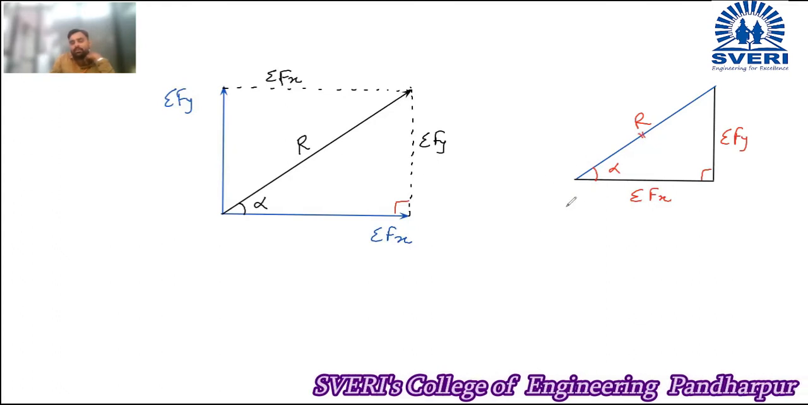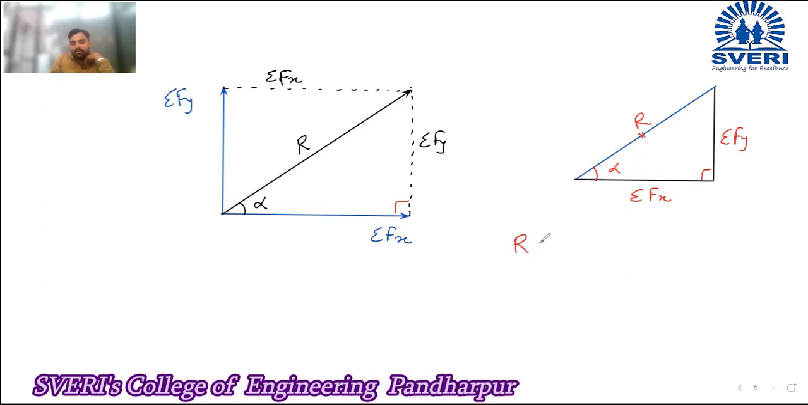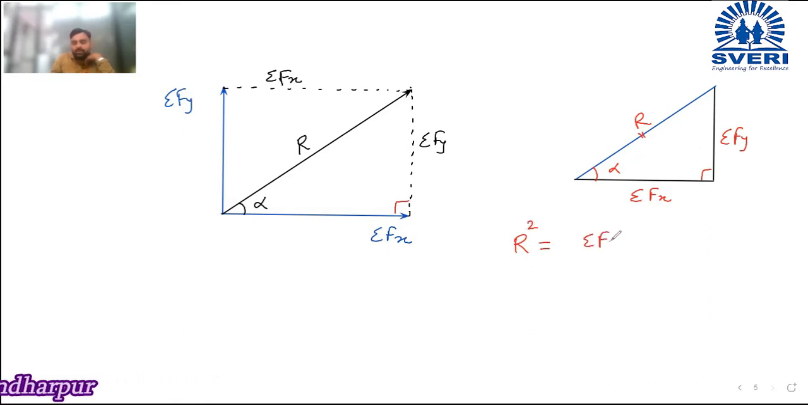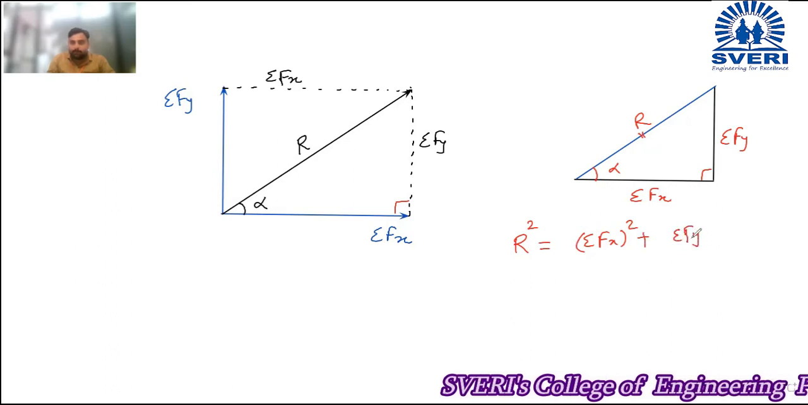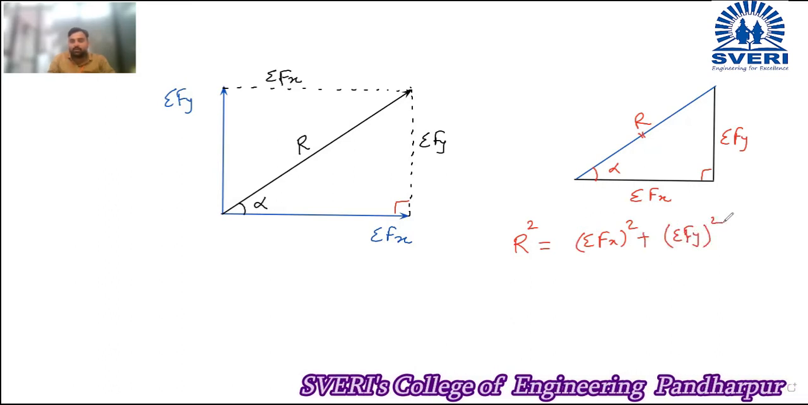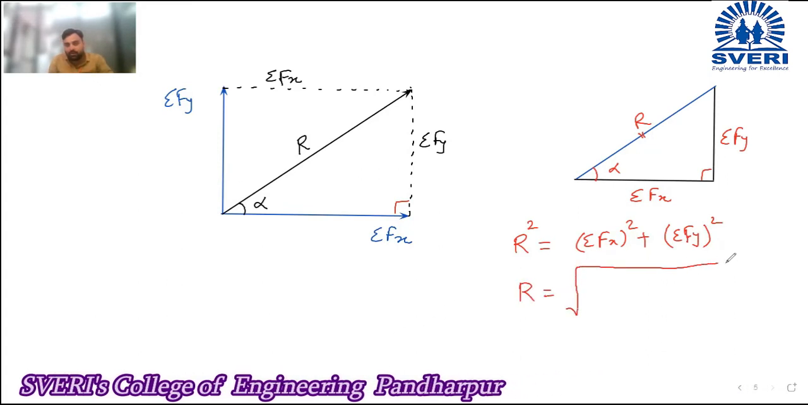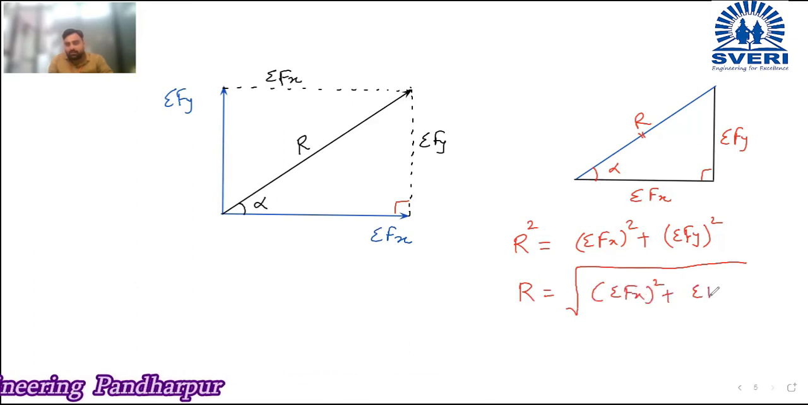If you use the Pythagoras theorem, what will you get? R square is equal to summation Fx square plus summation Fy square. Now if I take the square root, then R is equal to under root summation Fx square plus summation Fy square. Understood?